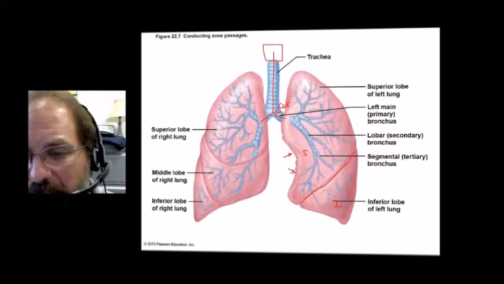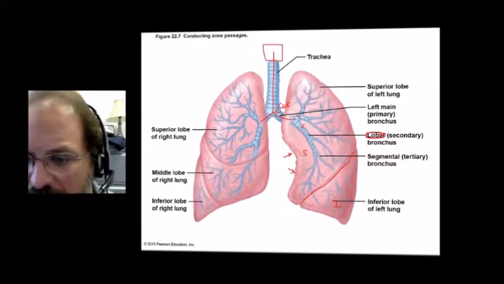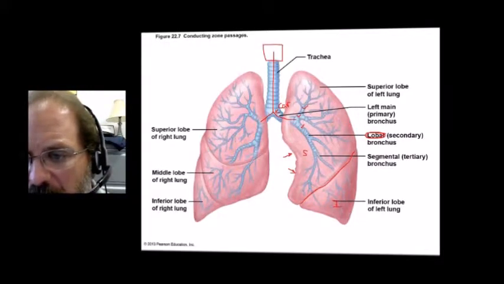Right. Well, the left primary bronchus then goes off this direction, and it splits into what are called secondary bronchi, which there's one here and one here. The secondary bronchi are also called lobar bronchi. And then the secondary bronchi branch into tertiary bronchi, and that would be here and here and here and here. Those tertiary are also called segmental bronchi.